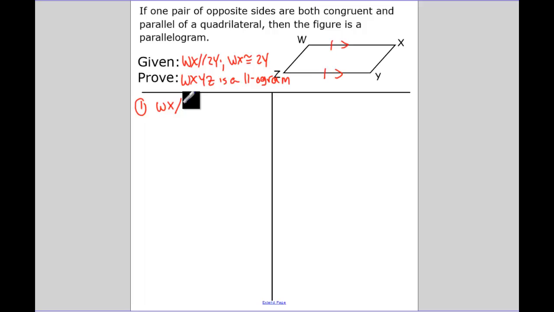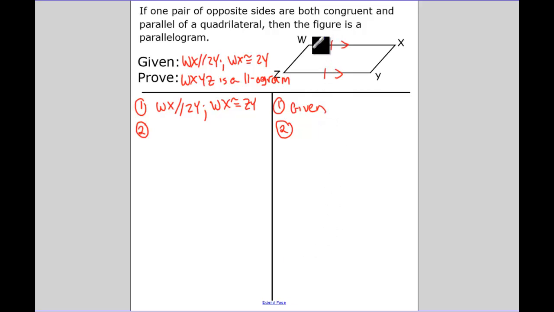WX is parallel to ZY, and WX is congruent to ZY. And this we are given. Second statement. Think about what are some of the ways that I can show something is a parallelogram? Any of those other reasons are something that I can use.